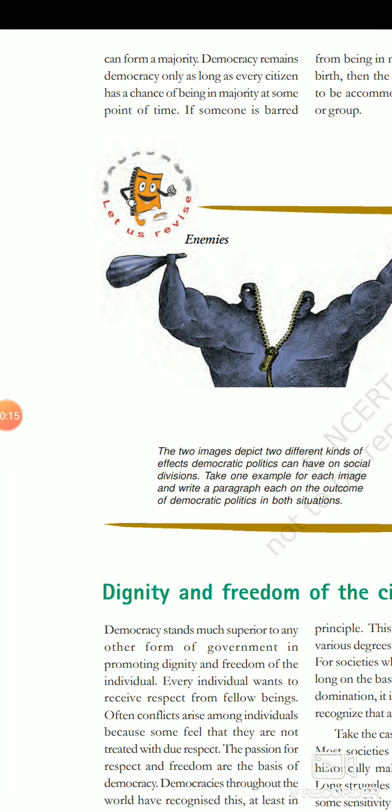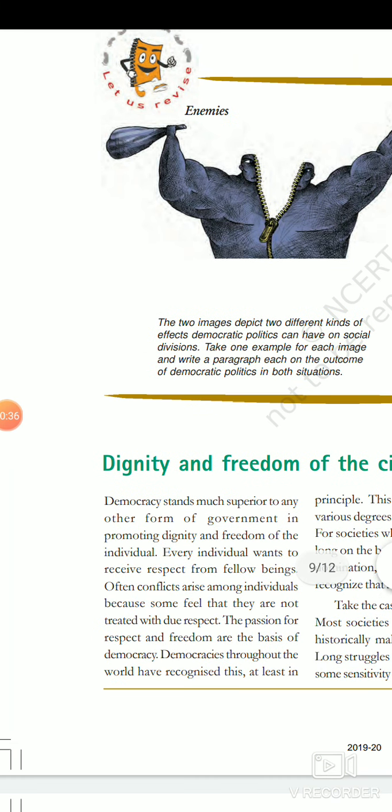Every individual wants to receive respect from fellow beings. Everybody wants to receive respect, even you, I, everybody. Often conflict arises among individuals because some feel that they are not treated with due respect. The passion for respect and freedom is the base of democracy. Democracies throughout the world have recognized this, at least in principle. This has been achieved in various degrees in various democracies.